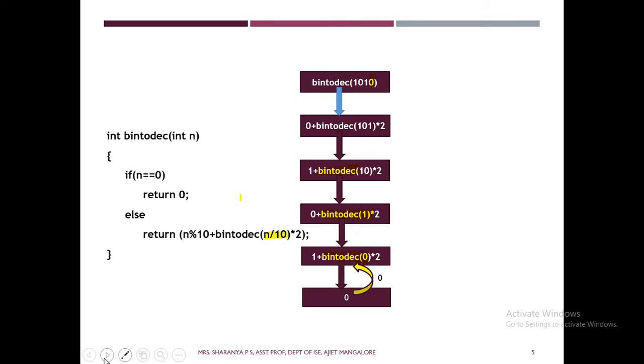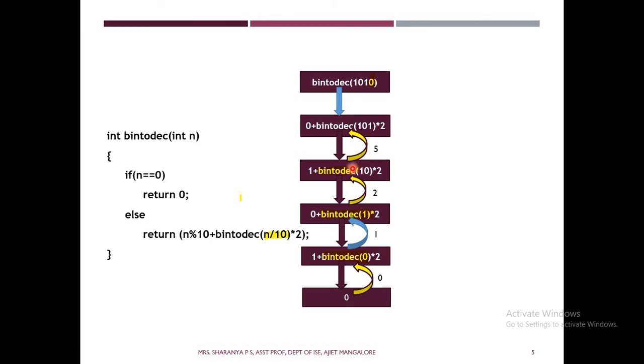And next, here it is 1 plus 0 into 2. So what is the value? It is returning 1. Next, moving on, the 1 is returned from this particular statement. Next, binary to decimal, whatever it computed, here it computed 1. 1 into 2 is 2. 2 is returned from this to the previous iteration.